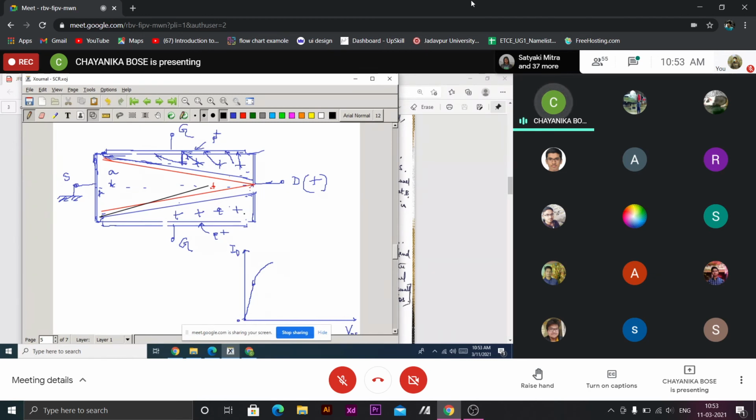So it is a symmetric structure. From both ends, the depletion regions will touch each other. That means there is no neutral channel at this point. So pinch-off first occurs at the drain end, because the drain end gets the highest positive potential. So at VD equal to VP, the channel pinch-off occurs at the drain end.